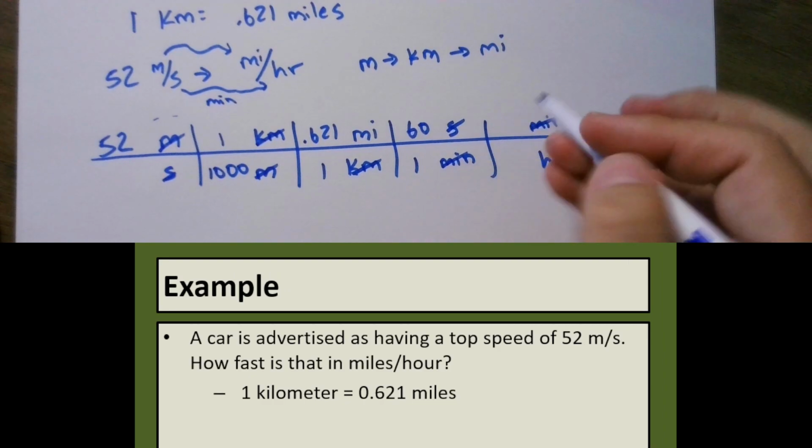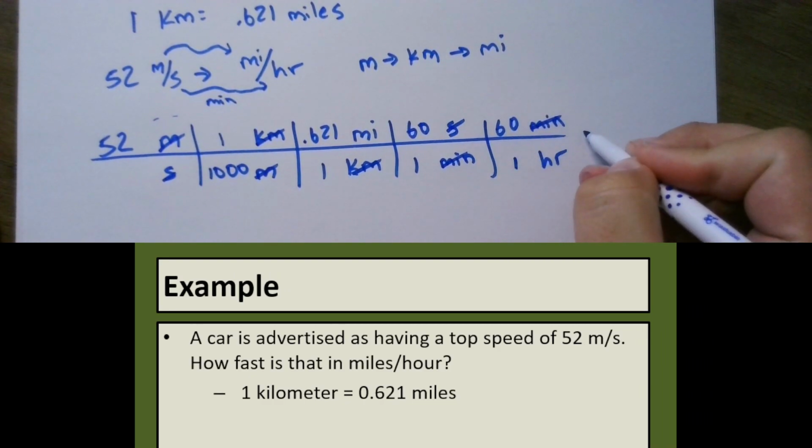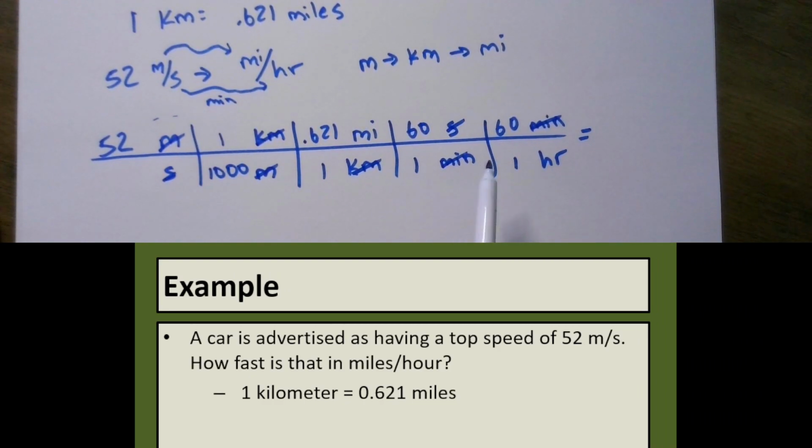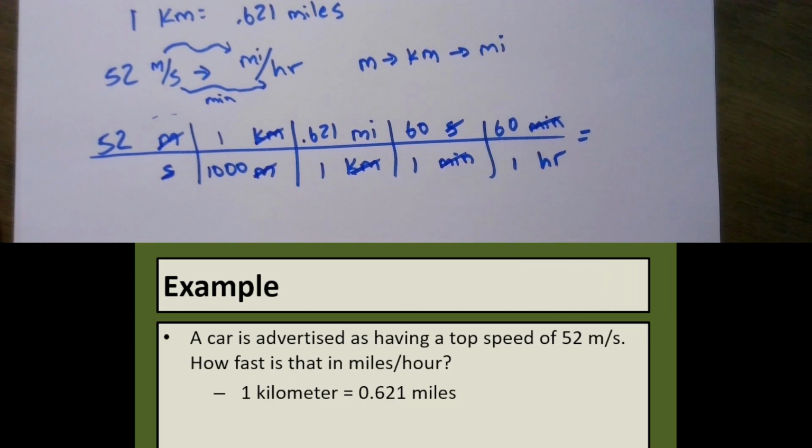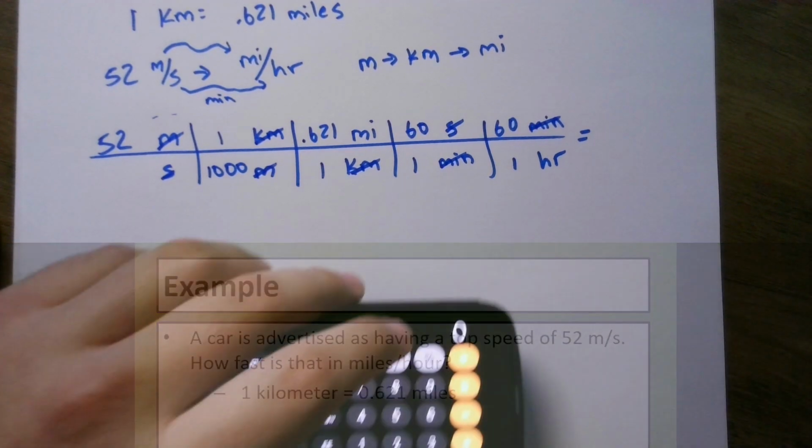Minutes cancel. 60 minutes, 1 hour. If you want to convert seconds straight into hours with 3,600, that's totally fine as well. All right, now we have a nice long expression here. We are ready to solve it.